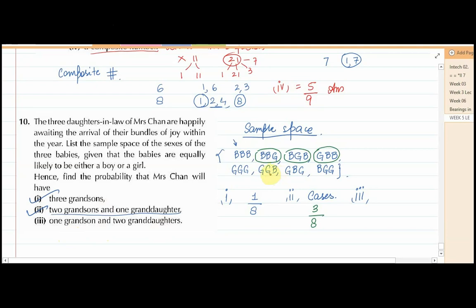1 son and 2 daughters, 1. 1 son, 2 daughters, 2. 1 son, 2 daughters, 3. Any other case? No. So it will be 3 divided by 8, and that is the answer of your part 3, right? So I hope now you have a clear idea how I solved the question, and it is an easy question, not a difficult one. Once you make the sample space correctly, then you can solve the questions easily.